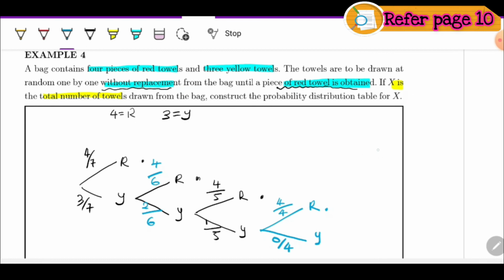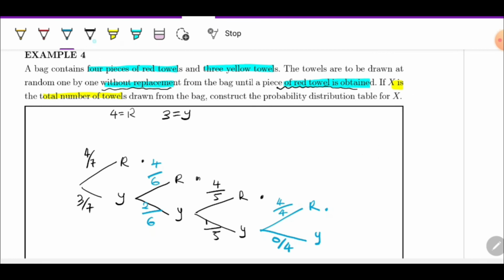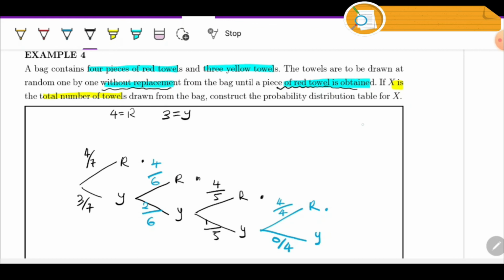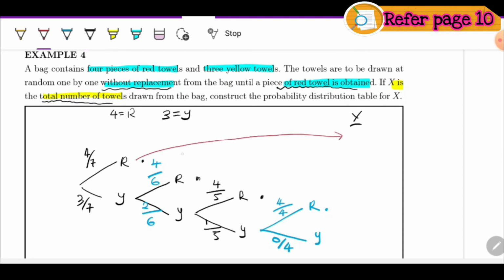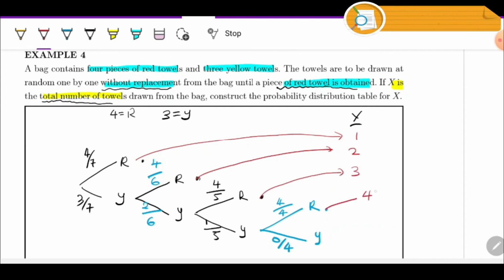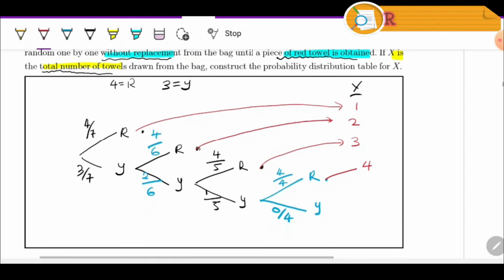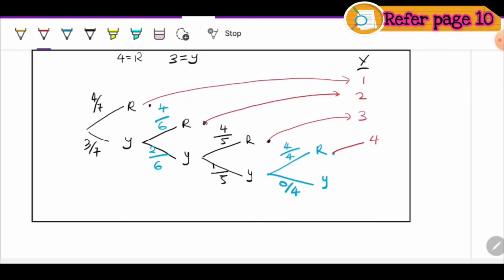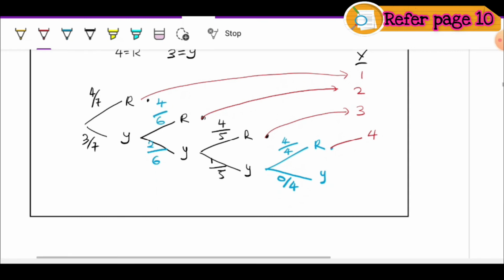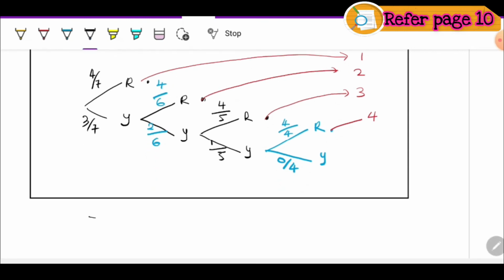So at the end of the tree diagram, write the number of towels, because X represents the number of towels. Here the total number of towels is 1, here the total number is 2, and for these cases it is 3 and 4. So construct a table to represent the number of towels and the probability.